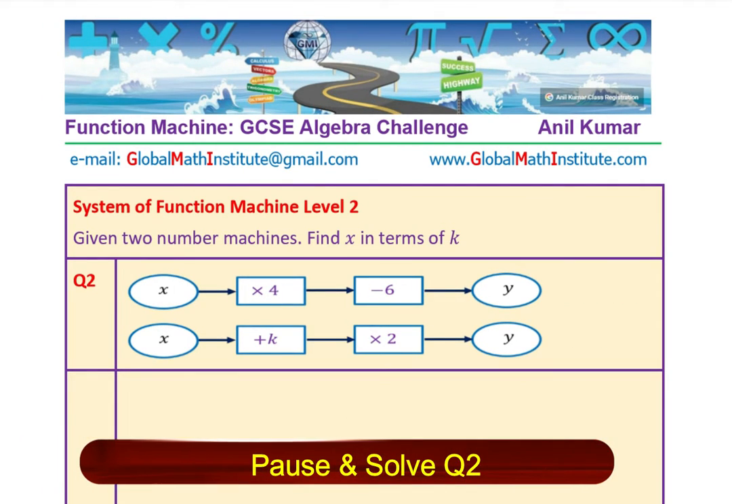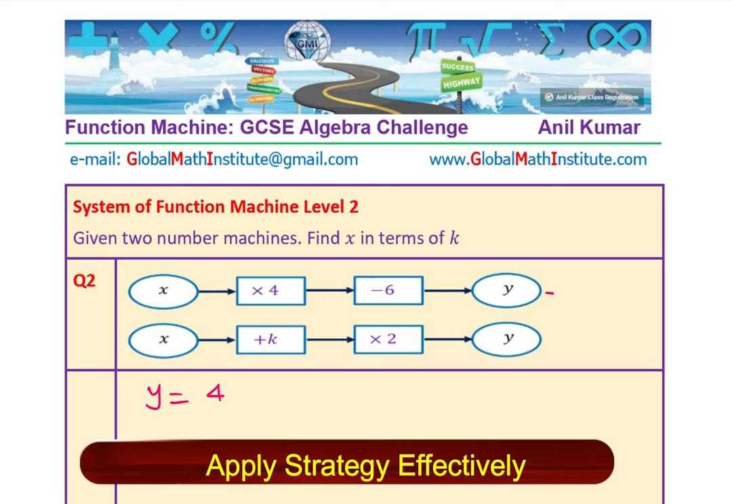So here is your practice question. So you know the steps involved? Let's figure this out. First equation, what is this y equals to? This y can be written as 4 times x minus 6, right? So I'll write 4x minus 6. The other y is what? This one. We have to add k, then multiply by 2. So this time y is x plus k and then times by 2.